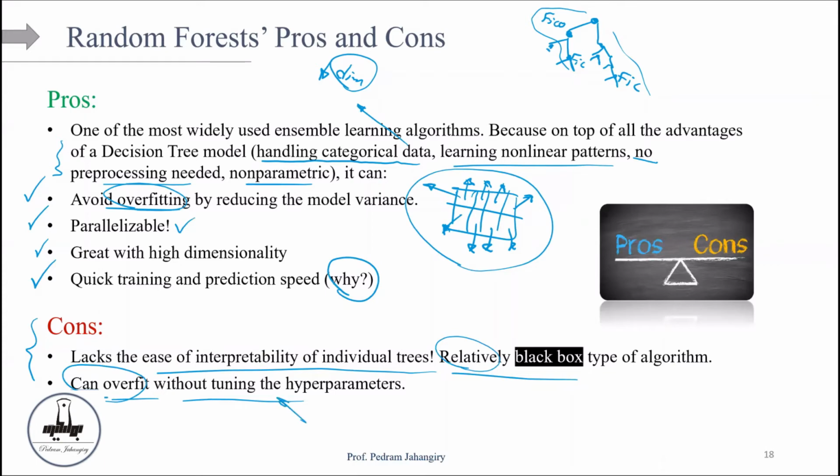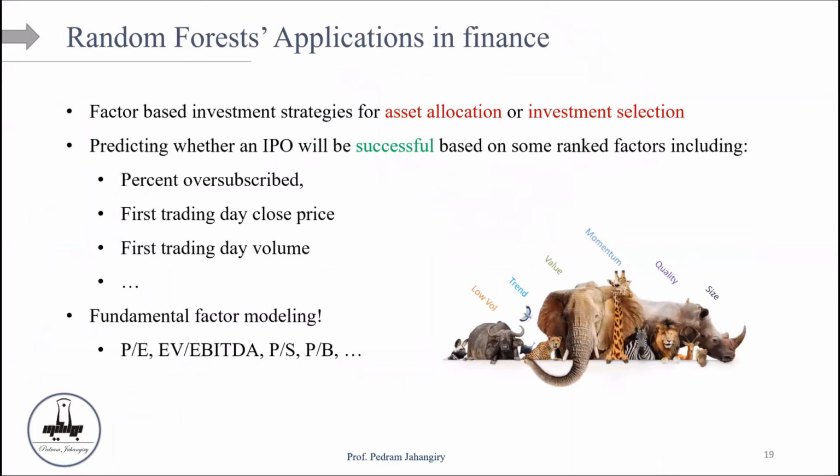Okay. All right, now let's talk about the applications in finance. And there are lots of applications when it comes to using random forest in finance. And here's just a list of a bunch of them. In factor-based investment strategies for asset allocation and investment selection, we can use random forest.